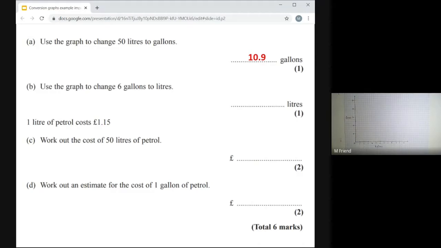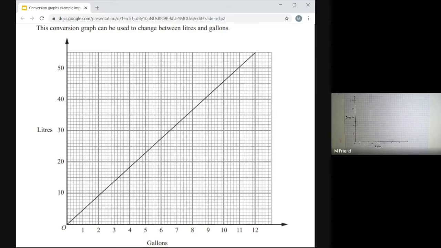So the answer to the first question, then, is 50 litres is the same as 10.9 gallons. Okay, part B. Use the graph to change 6 gallons into litres. So I find the 6 gallons, and then I draw a line up to the graph, stop when I hit the graph, turn left, head towards the y-axis, and that number there where I hit the y-axis is how many litres 6 gallons is worth. When I read that, I get 27.5.